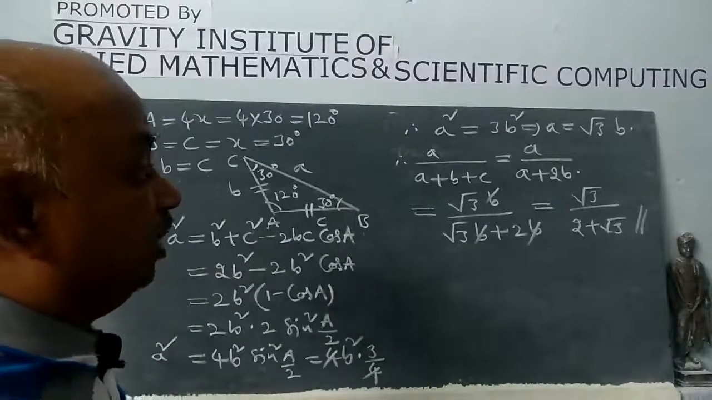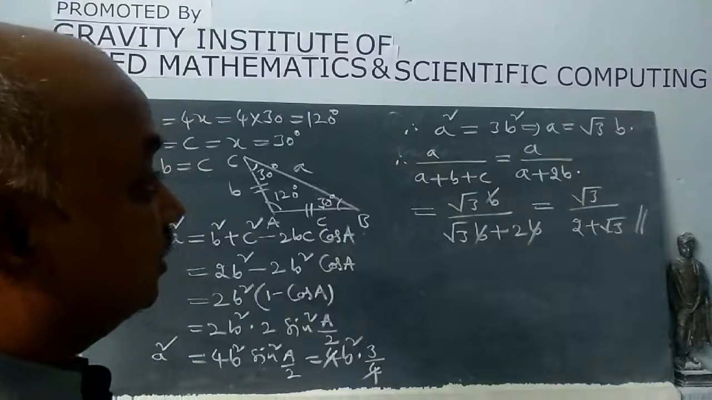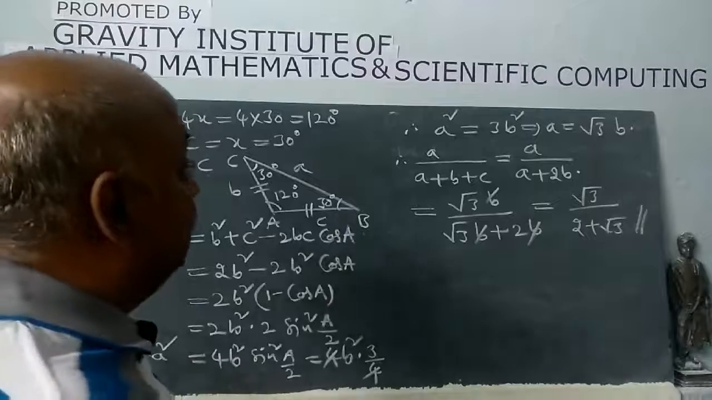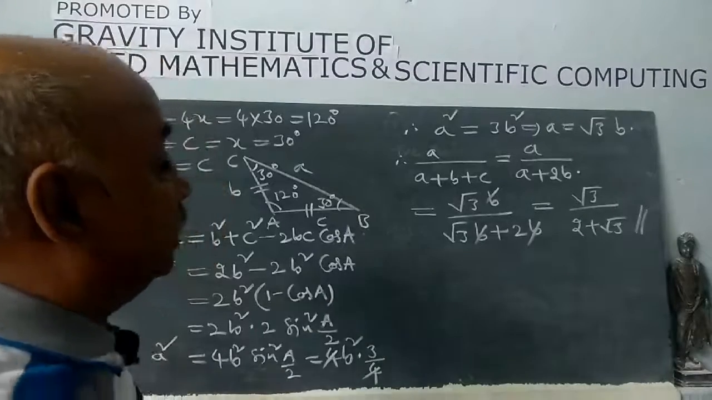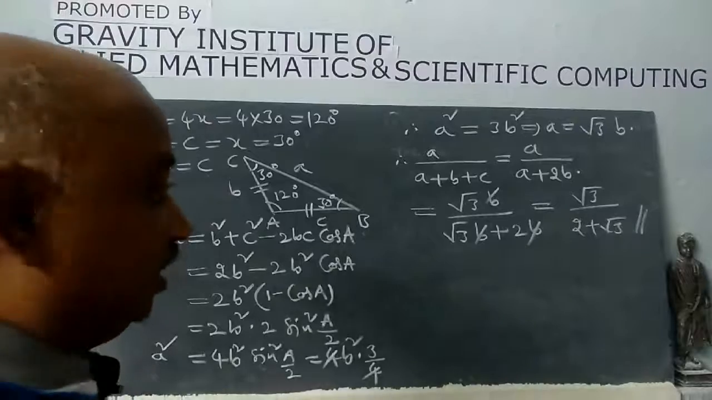So ratio of the largest side to the perimeter of the triangle is root 3 is to 2 plus root 3, provided the ratio of the angles of a triangle is 4 is to 1 is to 1.